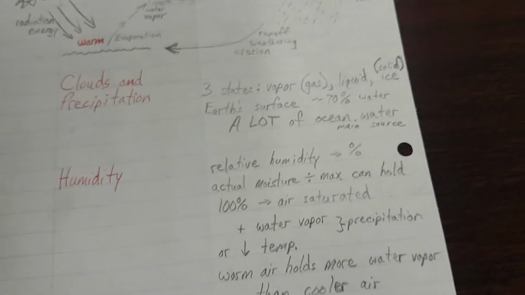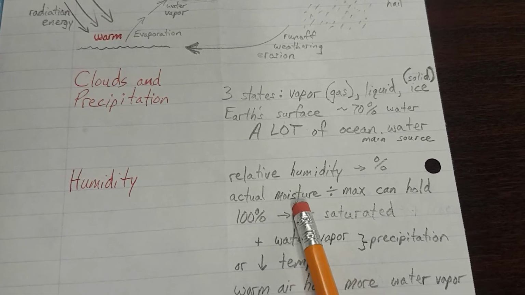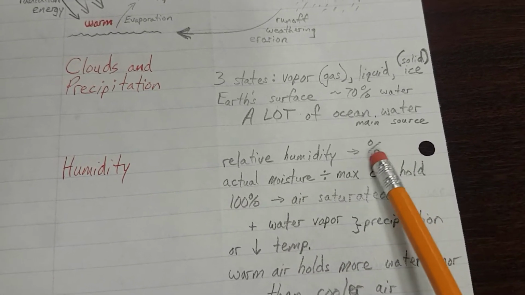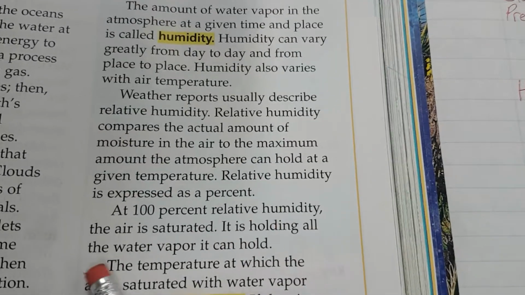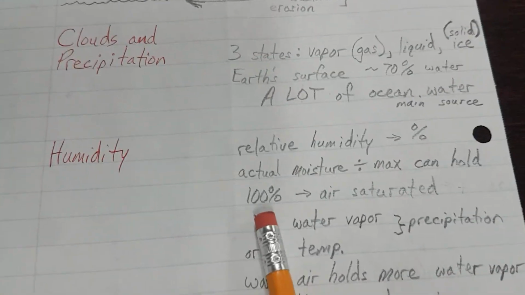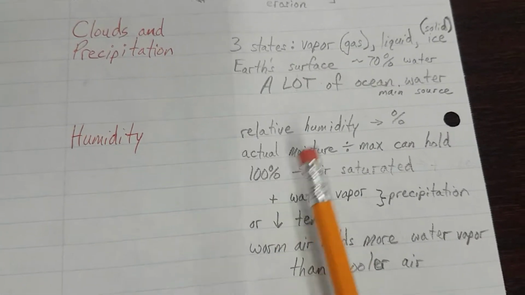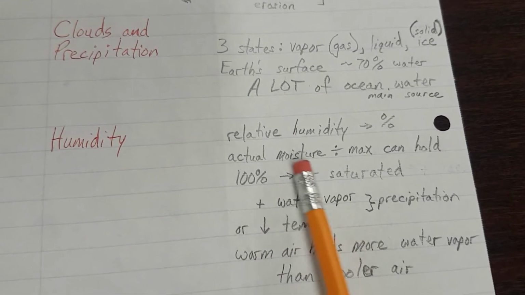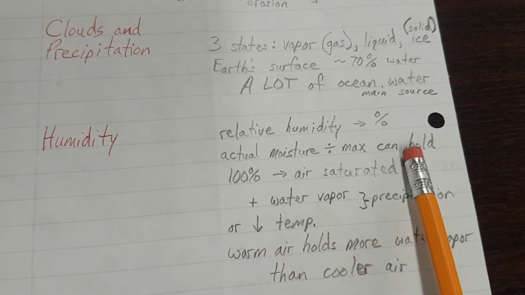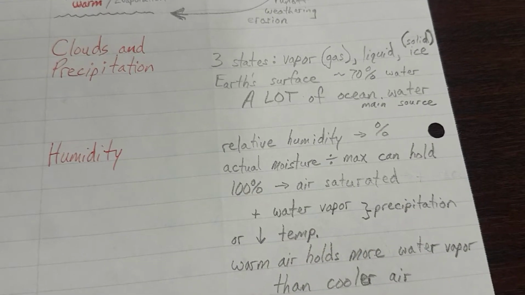Okay, so if it's super, super dry, then there's very little that's actually in the air, but it could hold a lot. You'll get a tiny, small fraction percent. At 100% relative humidity, the air is saturated. It is holding all the water vapor it can hold. So 100%, arrow, air saturated. So what that means is if the actual moisture in the air is the most that it can possibly hold, then that number divided by that number is the same. It's 100%. It's 1. And that 100% means the air is saturated.